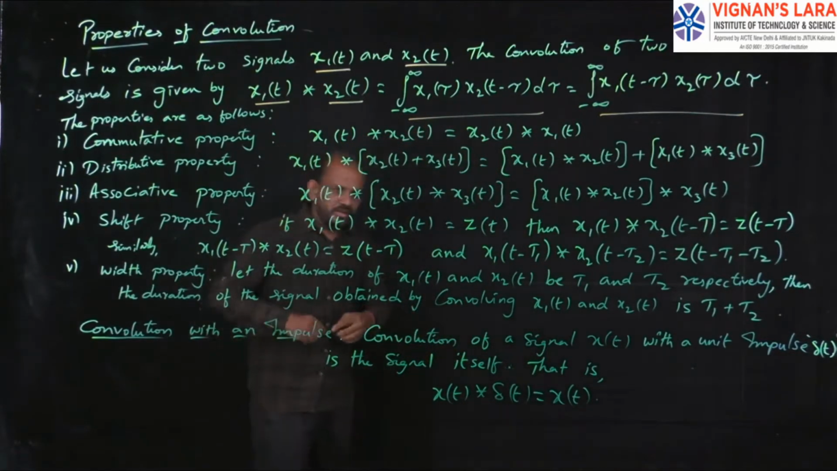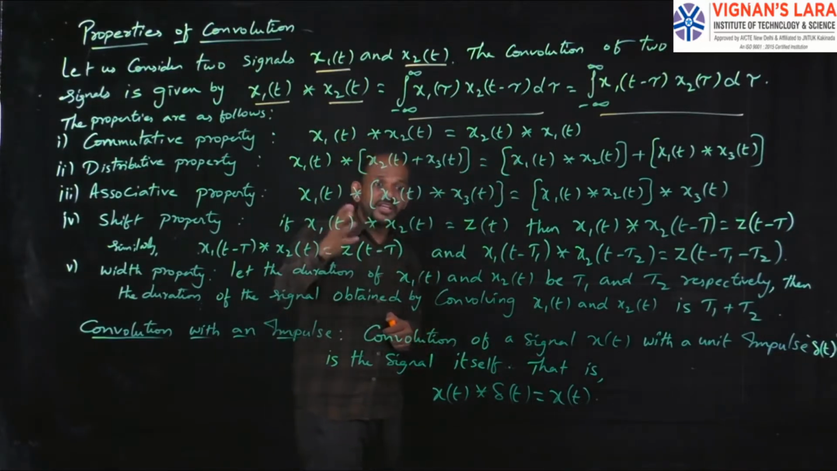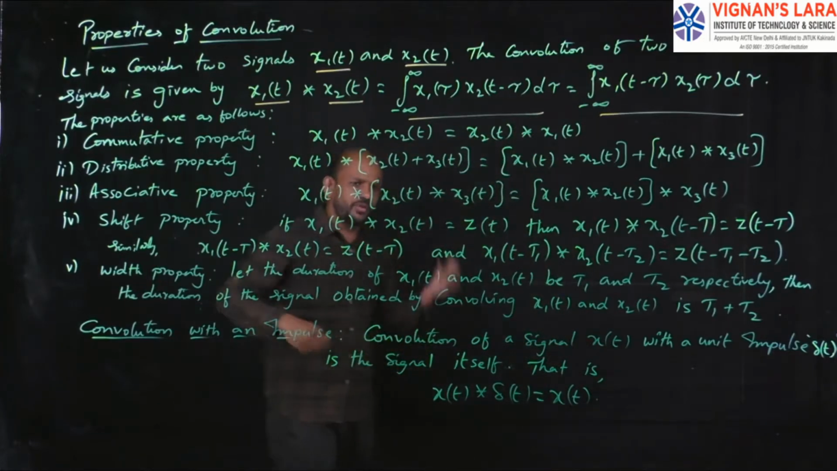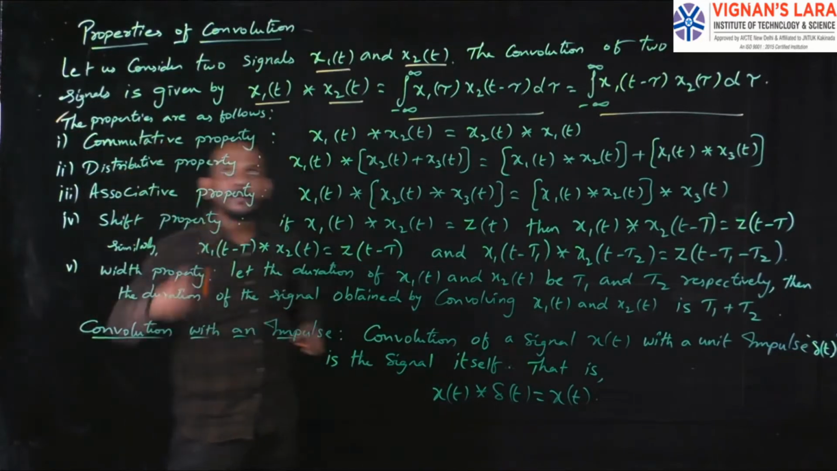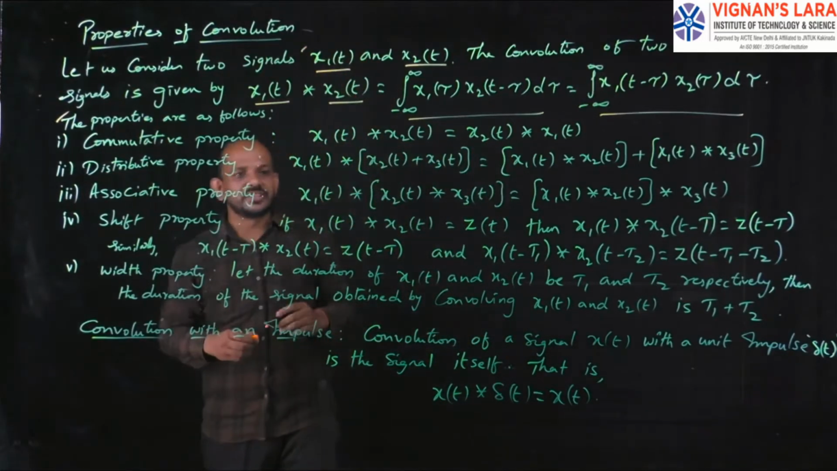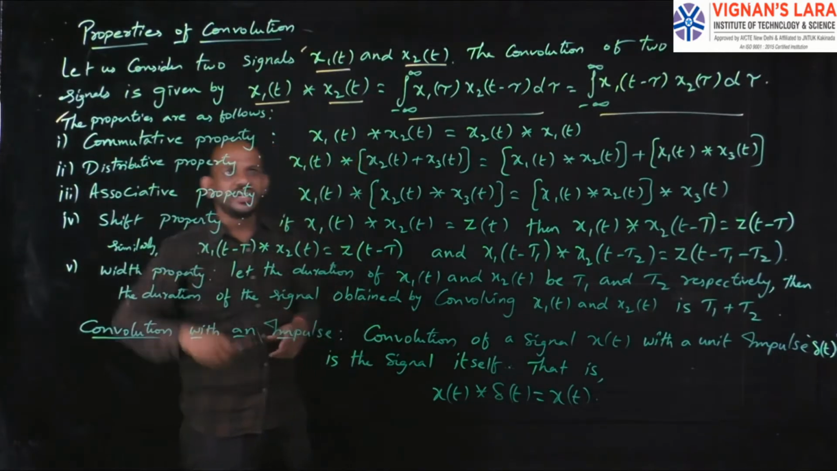So here I consider two signals as x1 of t and x2 of t. Now the convolution of two signals is given by x1 of t convolution x2 of t equal to the integral from minus infinity to infinity of x1 of tau x2 of t minus tau d tau. We all know the formula; I explained it in the previous class. Now see the properties of convolution. With respect to the two signals x1 of t and x2 of t, I am explaining the properties as follows. The first one is the commutative property.